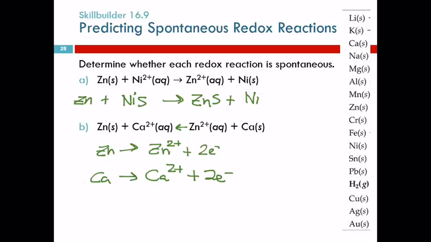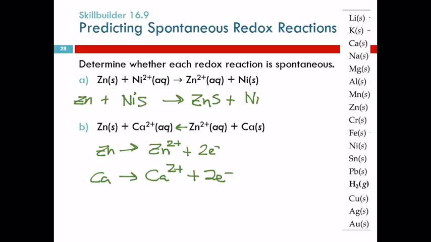Because calcium wins. And up here, zinc wins. This reaction goes forward. This reaction is actually going to go backwards. So the forward is not spontaneous. Any better? A little better?